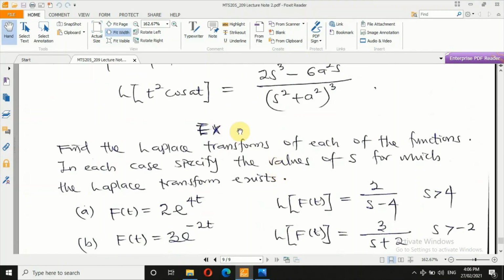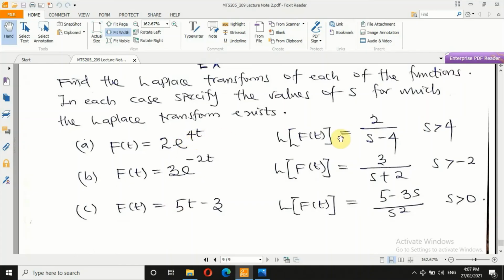As you can now see, we have an example here. Look at this one now. Find the Laplace transform of each of the following functions. In each case, specify the value of s for which the Laplace transform exists. 2 exponential 4t, that is what? 2 over s minus 4. The s must be greater than 4. That is a condition. That is why I said specify the value of s for which the Laplace transform exists. Laplace transform only exists if s is greater than 4 here.